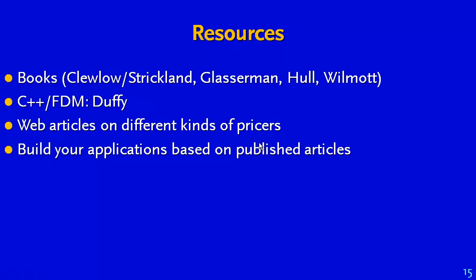The resources, books. Clewlow and Strickland is an old book from 1998, but it's very good because it contains pseudocode which you can map to C++. So that's very useful. It contains the actual pseudocode plus the algorithms plus examples. So you can write the same examples in C++ and compare with Clewlow and Strickland. In fact, this would be a very good idea.